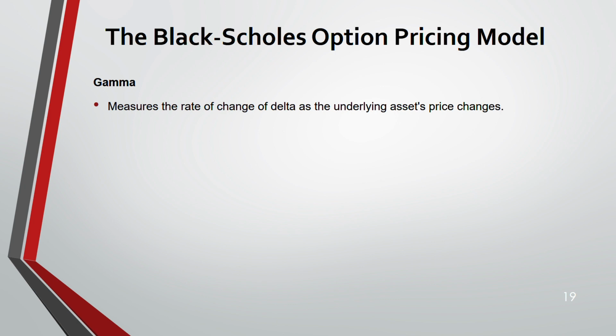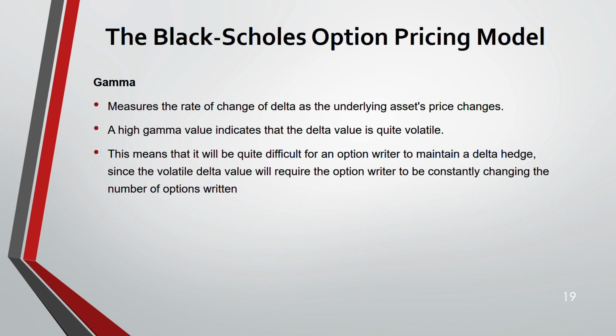As the underlying asset price changes, same, as the share price changes, what is the change in the delta? You need to understand what is low gamma, what is high gamma. A high gamma value indicates that the delta value is quite volatile. High gamma value means your delta keeps changing very rapidly. That means delta value is very volatile. It's not stable. Low gamma is the opposite of it. It is quite stable.